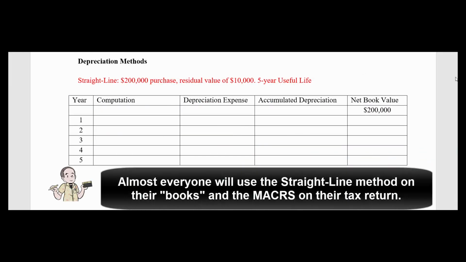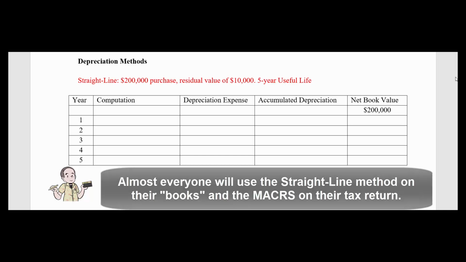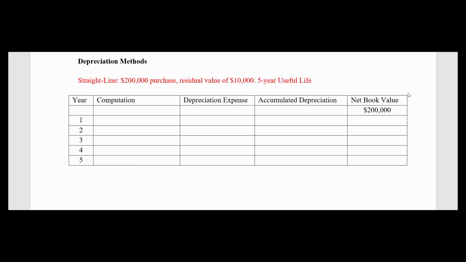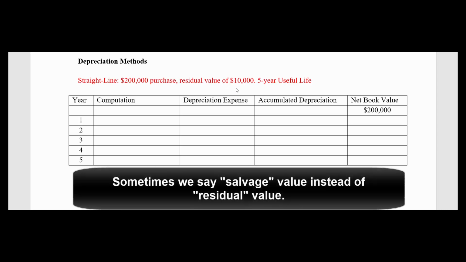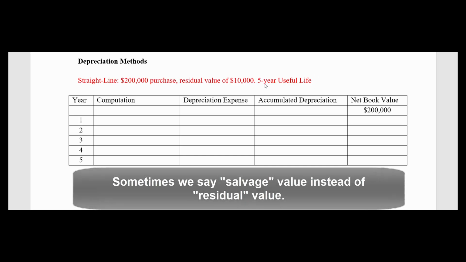Let's start out with the most common method, the one that most folks use, and the one that makes the most intuitive sense. We're going to use the straight line method, which means we're going to book the same depreciation expense every year. And this asset is assumed to have an original cost of $200,000, a residual of $10,000. In other words, after we're done with it, we think we can sell it for $10,000, and it's going to last us for 5 years.